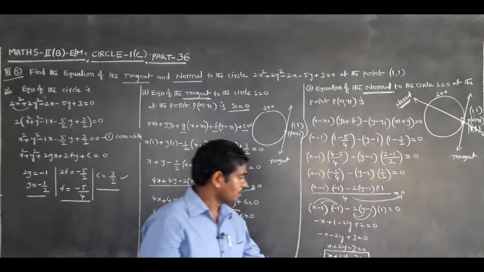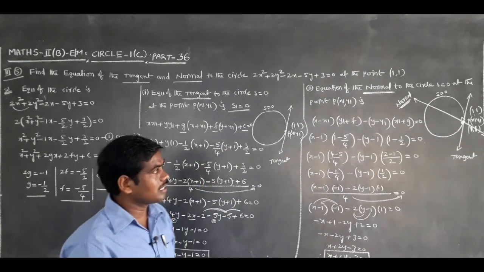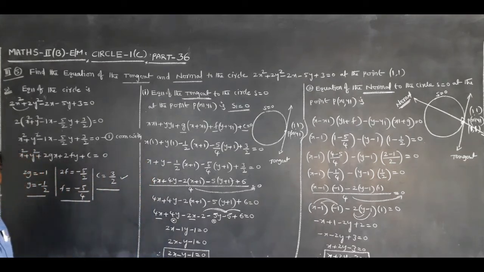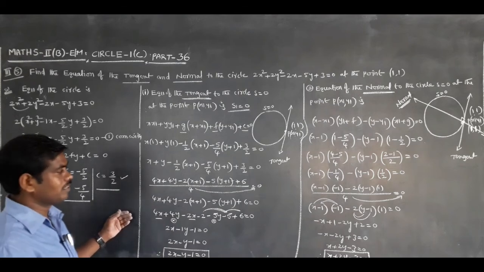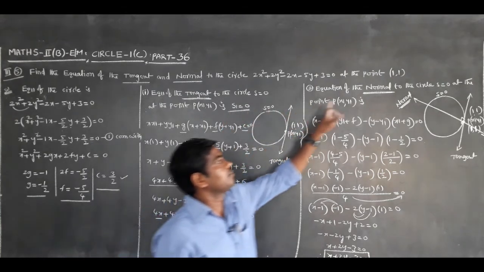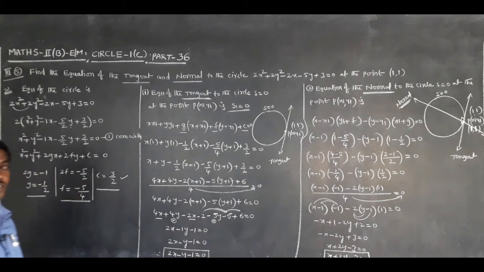This is the equation of the normal to the circle S is equal to 0 at the point P(x1, y1). This is the process for finding the equation of the tangent and equation of the normal.